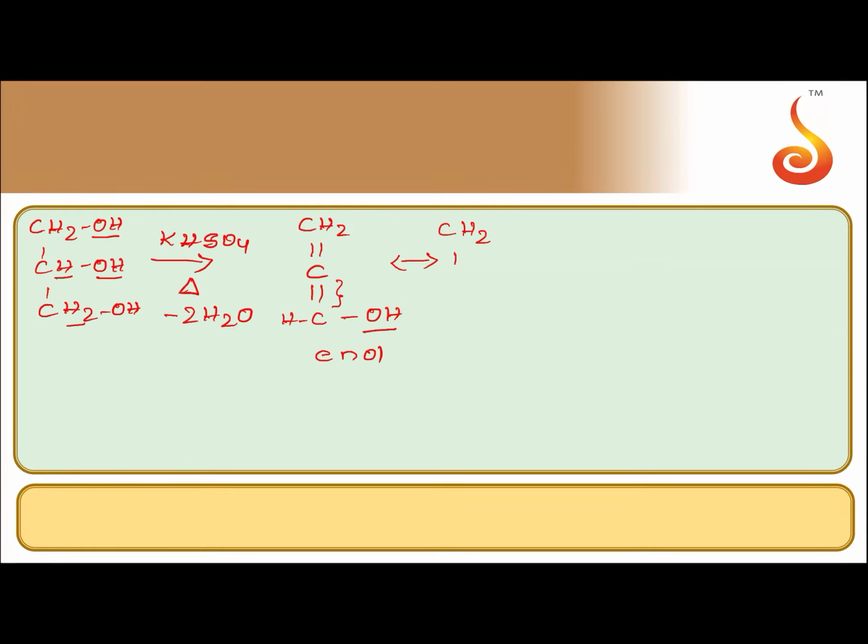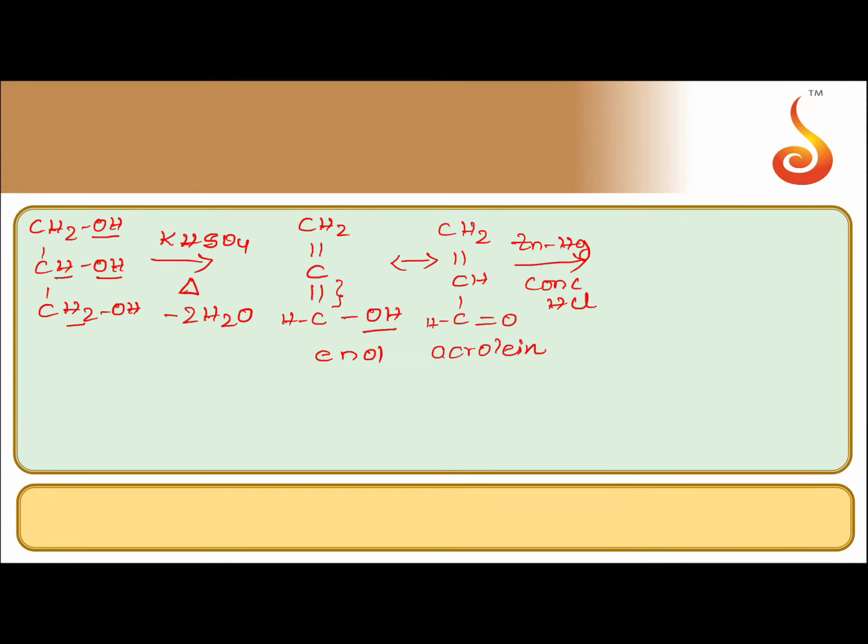Enol undergoes tautomerization. So what will I get? CH2 double bond CH double bond O. This compound undergoes tautomerization to form a compound called acrolein. Now this acrolein is treated with zinc amalgam and concentrated HCl.